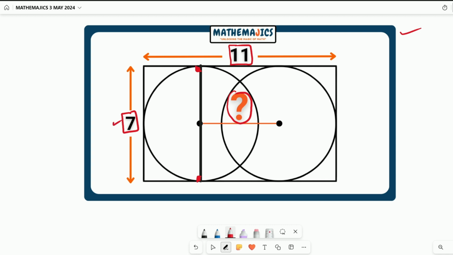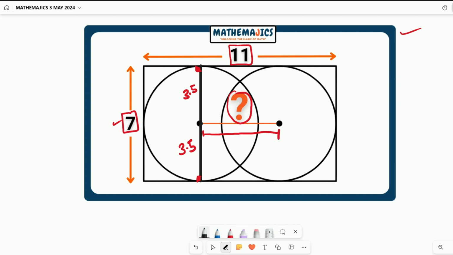So here the width is 7. So that's why this diameter will also be 7. Now if the diameter is 7, the radius will turn out to be 3.5. Correct. Now if the radius is 3.5, how can we find the distance between these two centers?